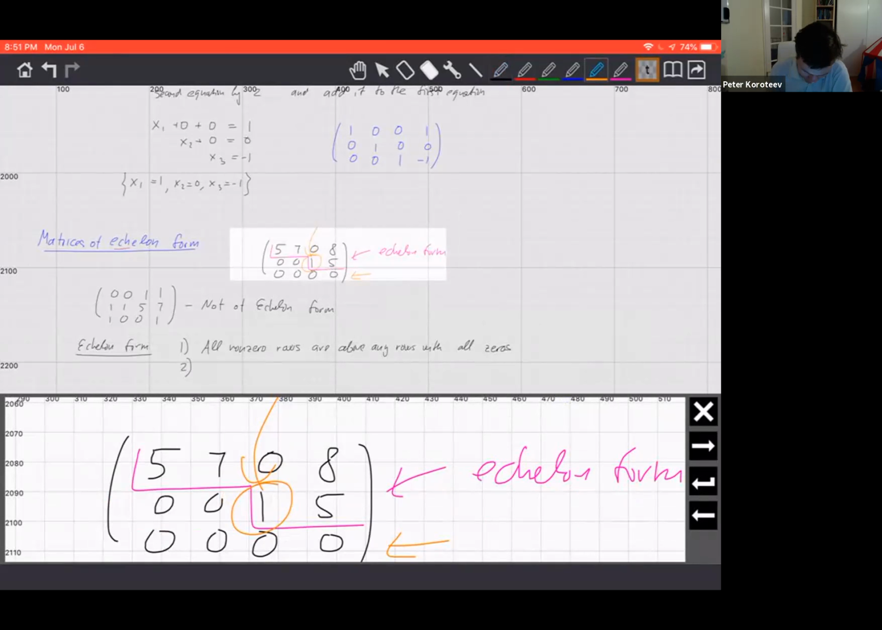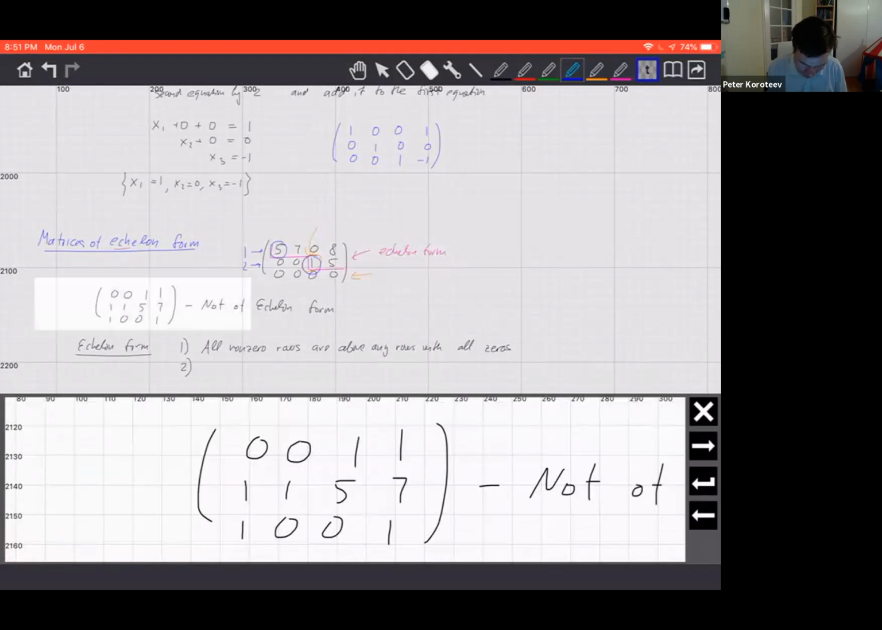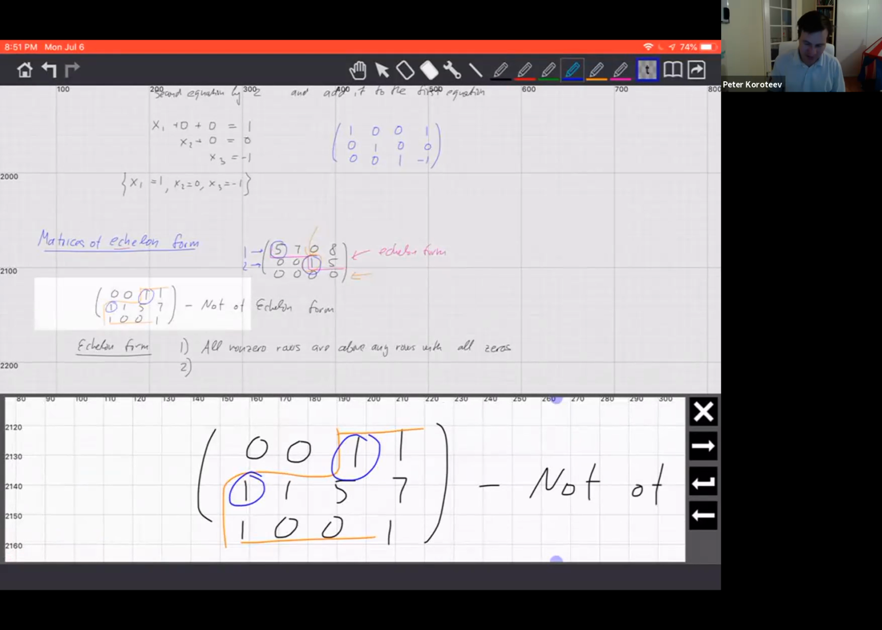So if in the second row the leading element is 1, then it should be to the right of the leading element in the first row. So this 5 is towards the left from 1. Basically, that's just a fancy way to say you have to have the staircase. So you're not allowed to have stuff like this. This matrix is not of echelon form because this 1 here is to the right of that one.